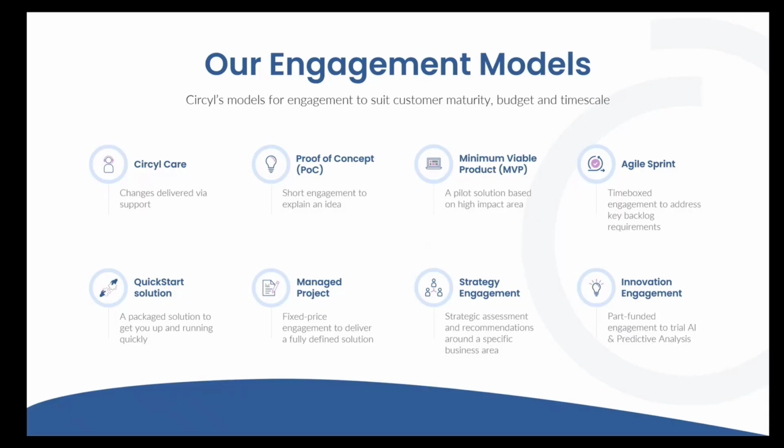On the basis of how to start small, we actually operate in lots of different ways. So whether it's supporting something maybe you've already got in place through a Circyl Care contract, delivering an initial proof of concept, or maybe a minimum viable product where we build a production grade solution, but for a subset of your information for a first priority business case. Maybe you want to do something more agile by buying some time boxed time from us. We've also got some quick start solutions to help you get up and running with something more out of the box, more of a product-based solution. And we also deliver strategic engagements as well.